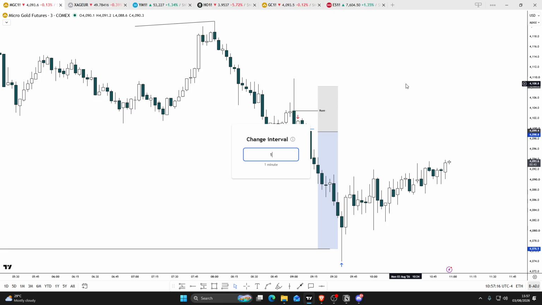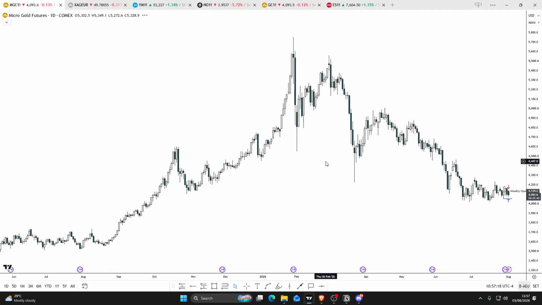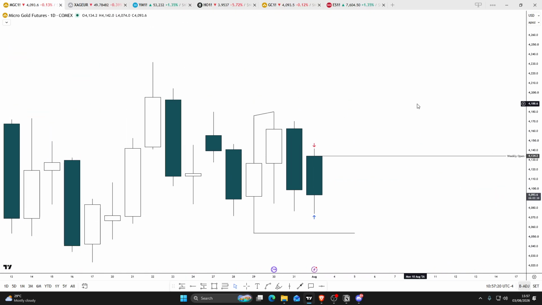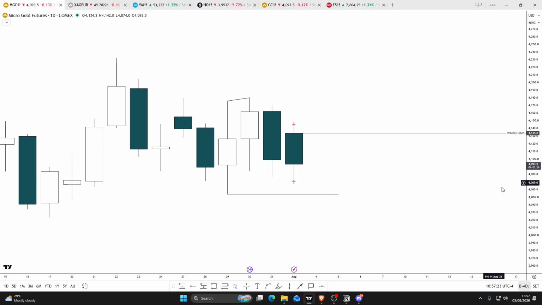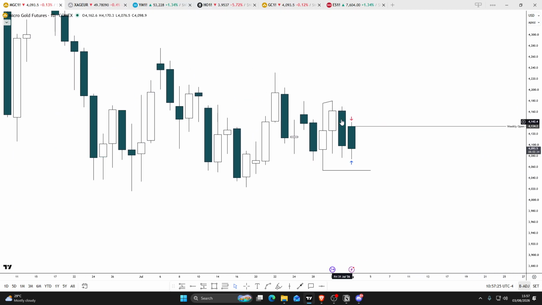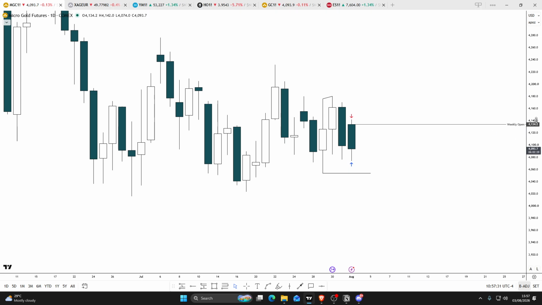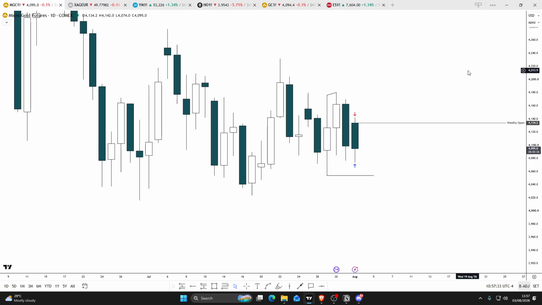So yeah, let's start on the daily time frame. Now the daily is not too clean, like we are just consolidating. So we're trading within a higher time frame consolidation, which is not ideal. But at the same time, you can still find small trades like the one I found today.